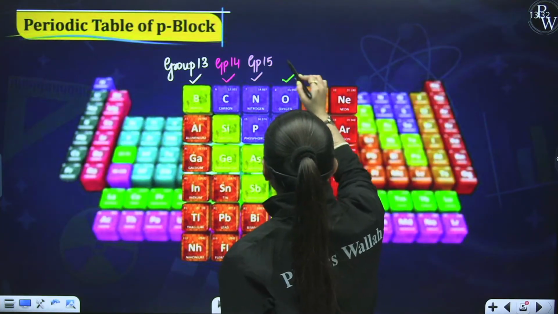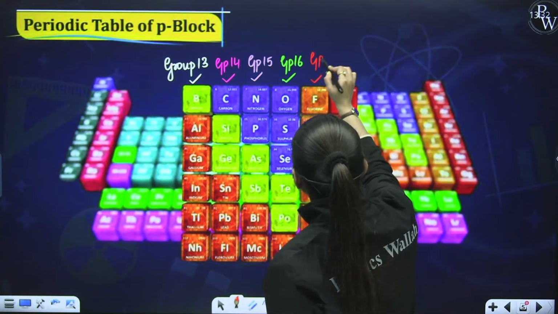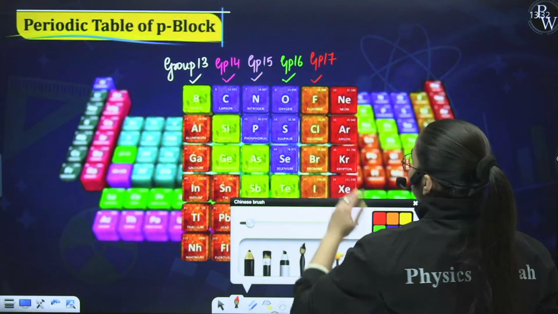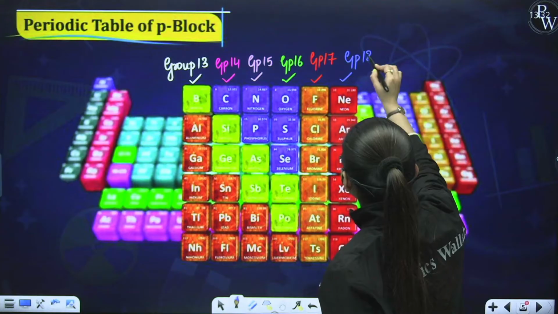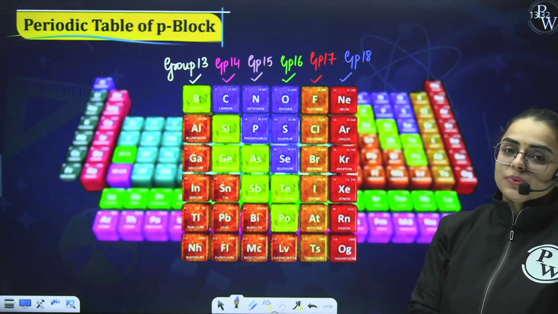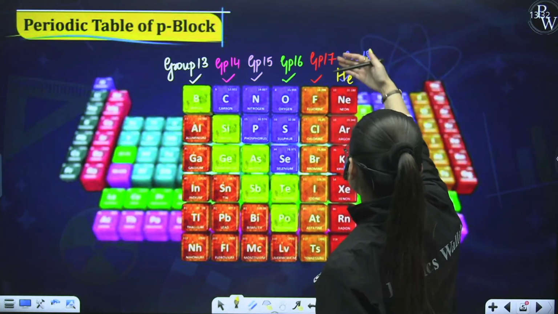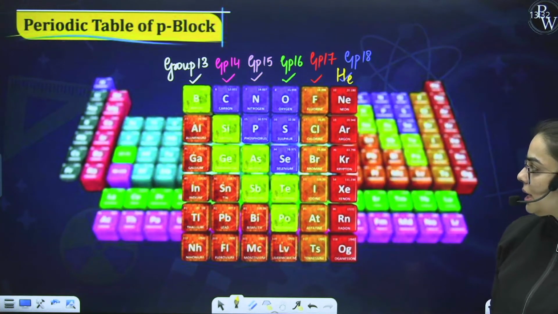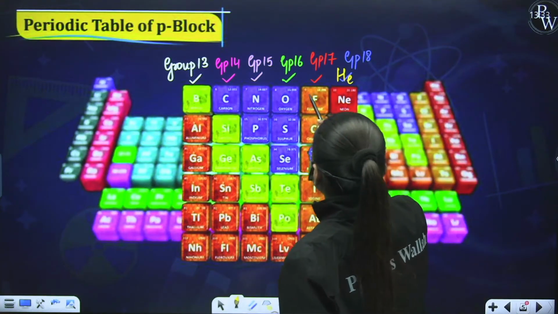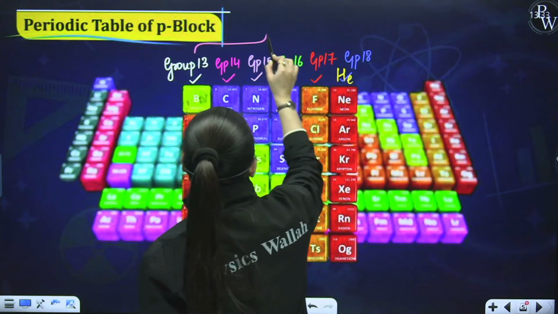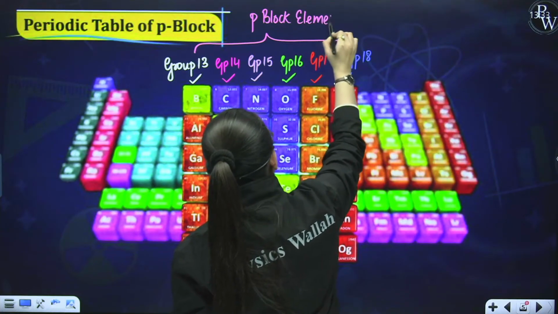Then comes your oxygen family, that is your group number 16. Then comes which family? Fluorine family, that is group number 17, or I would say the halogen family, that is group number 17. And the last one that I shall talk about is group number 18. Okay? Neon, argon, krypton. Here one more thing. Here helium is absent. You have to write helium also. Helium is also here. Okay? Above neon. Is it clear? Okay. So basically these all are your p block elements.